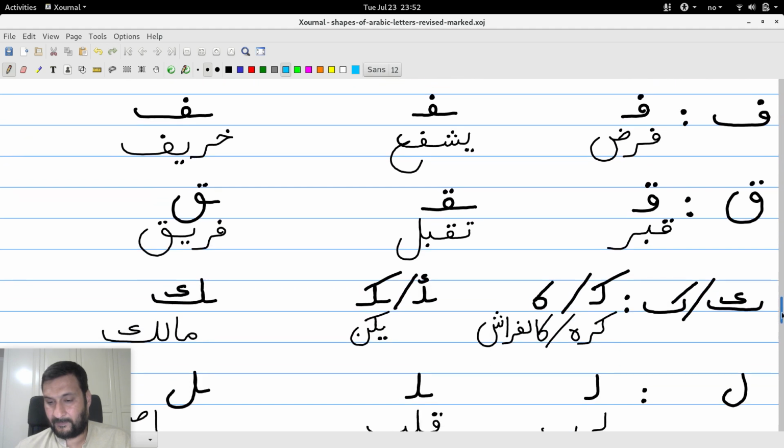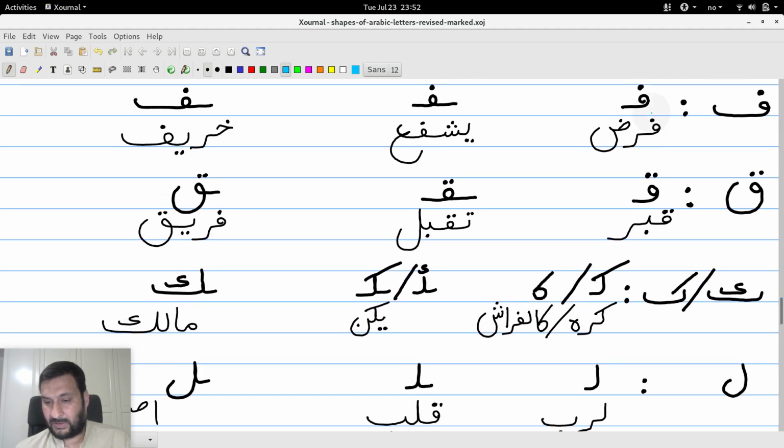Fa. Fa looks like this when it appears in the beginning of the word, like so. Here's your Fa. Fa, Ra, Dha. If Fa appears in the middle of the word, it looks like so. Here it is. Ya, Sheen, Fa, Ain. So here's your Fa. If Fa appears at the end of the word, it looks like so. So here it is. Kha, Ra, Ya, Fa. Here's your Fa.